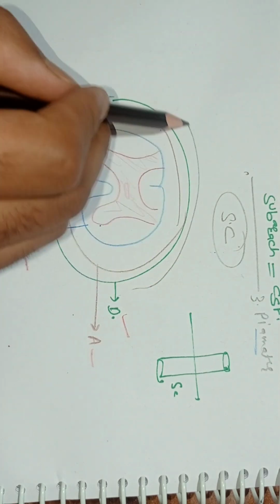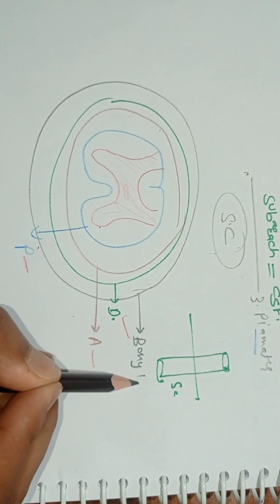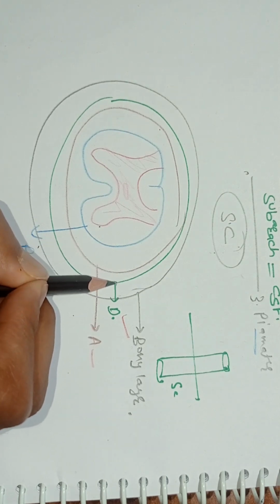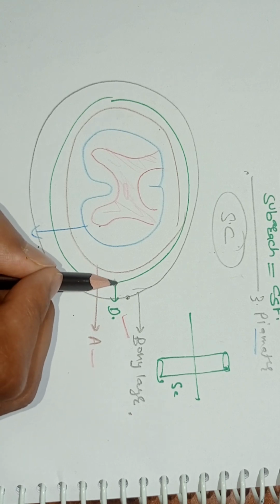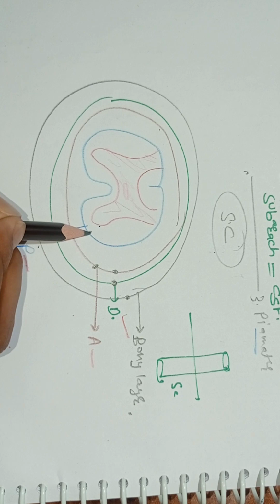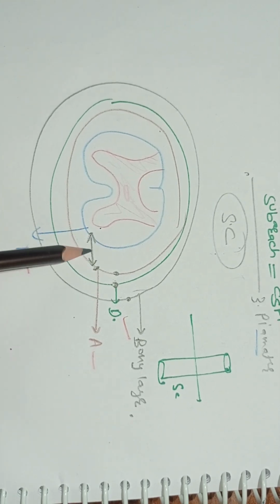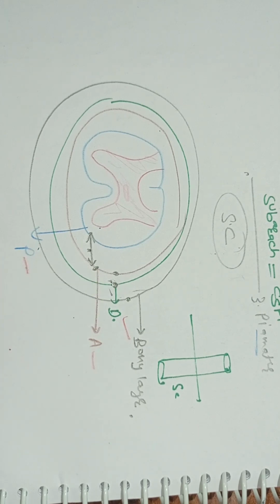Outside of the dura mater we have the bony layer. And we have also the spaces. The space between the dura mater and the bony layer is called the epidural space. The space between the dura mater and arachnoid mater is the subdural space, and between the arachnoid mater and the pia mater is known as the subarachnoid space. So subarachnoid space, subdural space, and epidural space. These are the meningeal coverings of the spinal cord.